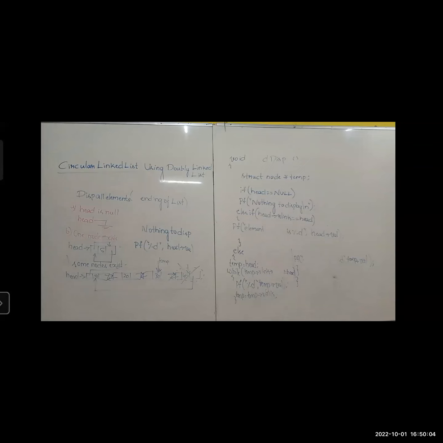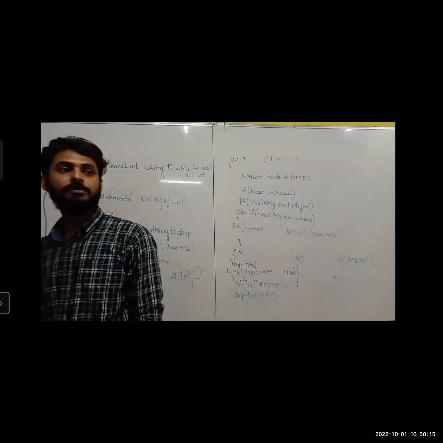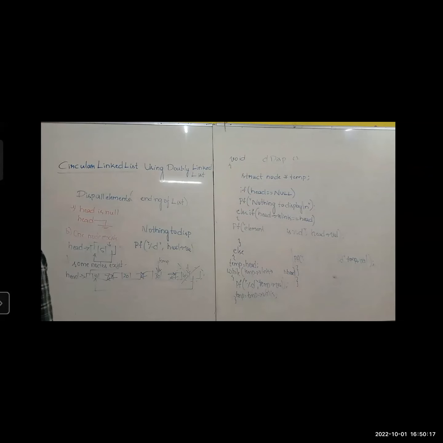I just want to clarify one more thing before I wind it up. Wherever I have written D display, D insert rear, D insert front, D delete rear, D delete front, it is related to circular linked list using doubly linked list. If I have not written D, it is the singly linked list, that is the circular linked list using singly linked list. Clear?